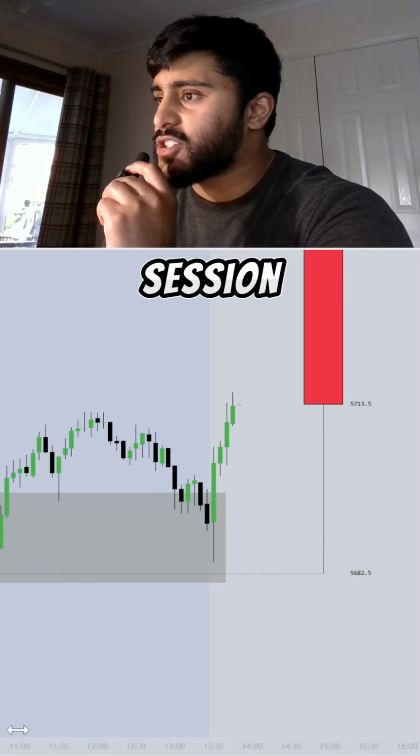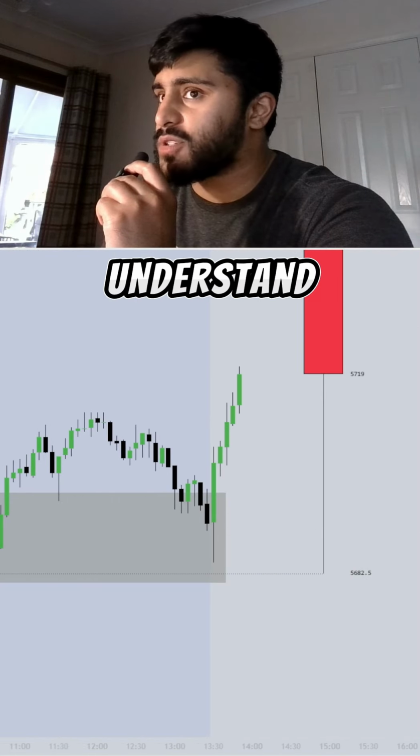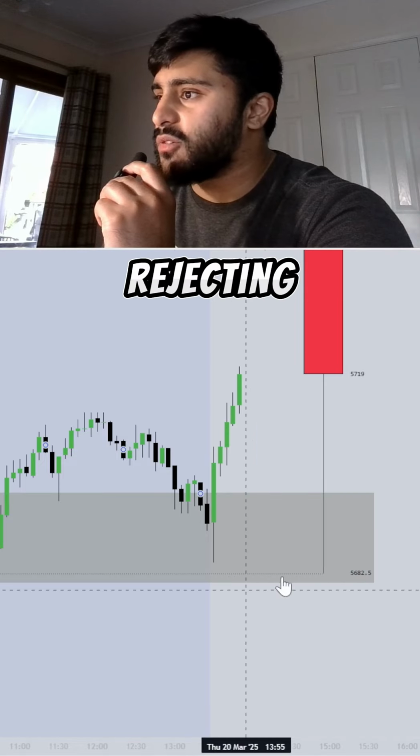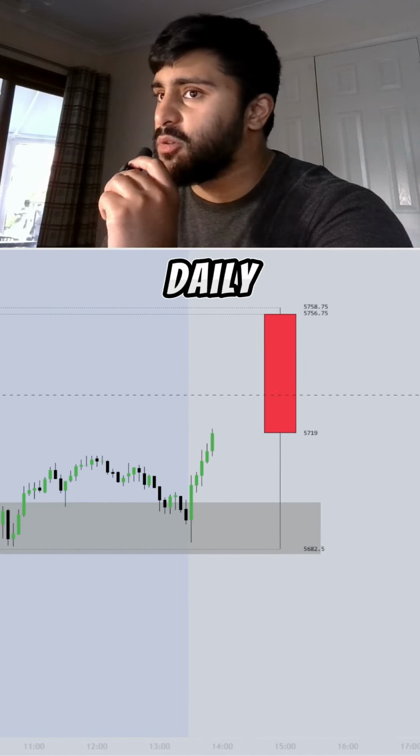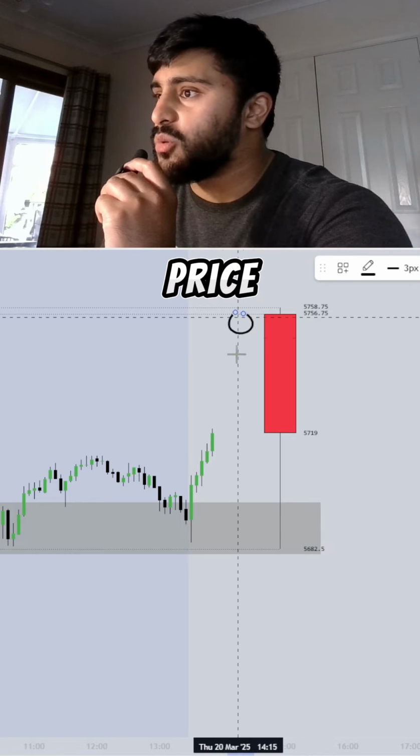So now we come into session open over here. A couple of things to understand or take note of is the fact that we're rejecting off this area and we're significantly below the daily opening price. So we have the daily opening price all the way up here.